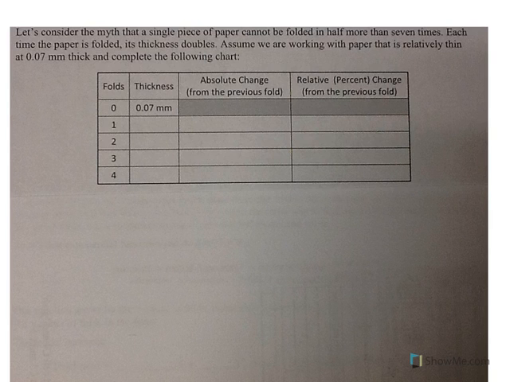We're going to complete the chart. Now, it doubles in thickness every time, so we're going to multiply by 2 to get each of these values. So 0.07 times 2 gives me 0.14. Times 2 gives me 0.28. Times 2 gives me 0.56. Times 2 gives me 1.12.